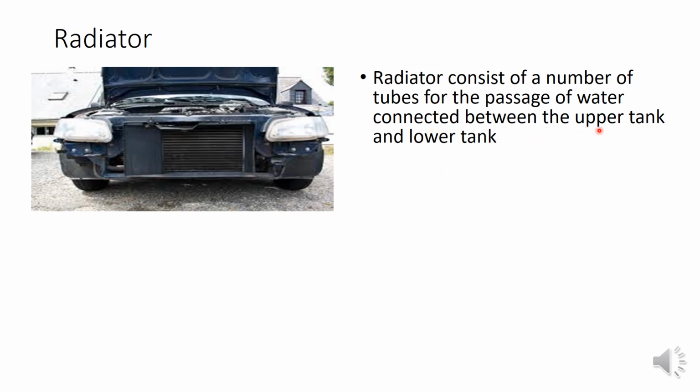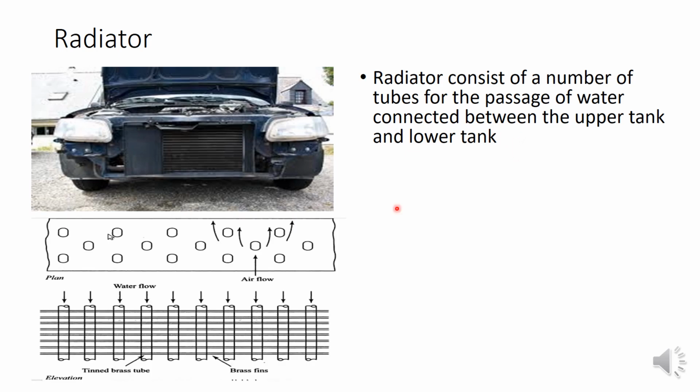And in the upper tank it will be hot water coming from the engine, which moves through a number of water tubes known as radiator tubes. But when reaching the lower tank, it will become cold water by transferring heat to the air. So this is the arrangement of these radiator tubes. This is the front view and this is the top view. So you can see here a number of tubes are arranged at equal distances.